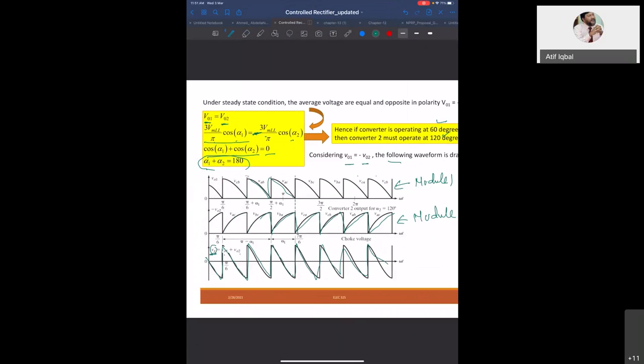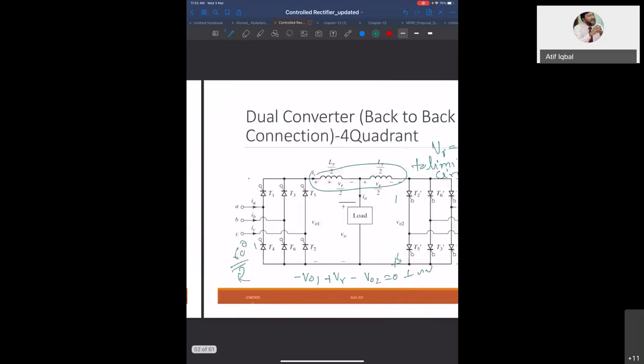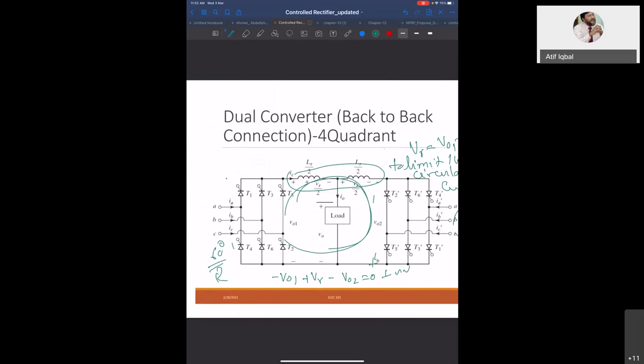No. At this point of time, for example, this is the value of V naught 1, and the voltage of V naught 2 is this. So they are different. At each instant, you will see that they are different. On average, they are equal, but instantaneously, they are not equal. If they are not equal instantaneously, that means there will be some circulating current here.